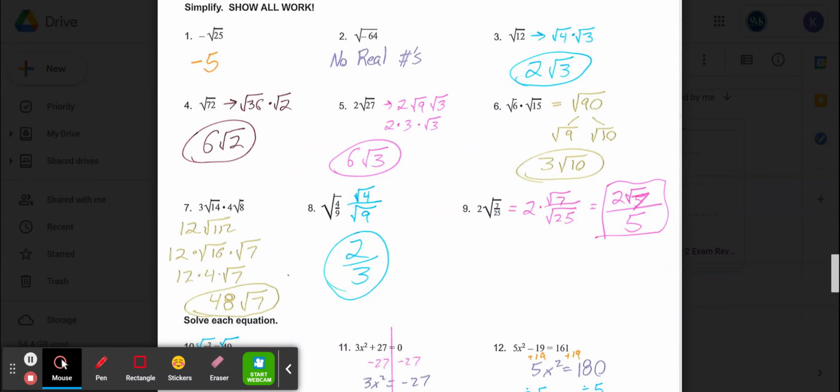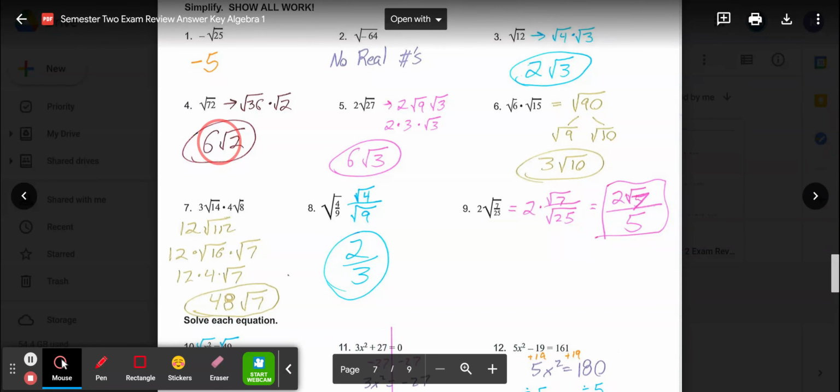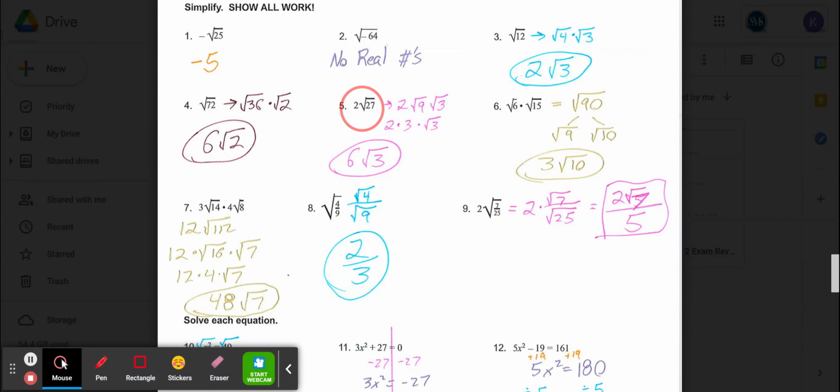Number 4, square root of 72, is the square root of 36 times the square root of 2. Square root of 36 is 6, so we'd have 6 square roots of 2. 2 times the square root of 27. Square root of 27 is the same as square root of 9 times square root of 3. So 2 times 3 is 6. We'd have 6 square roots of 3.